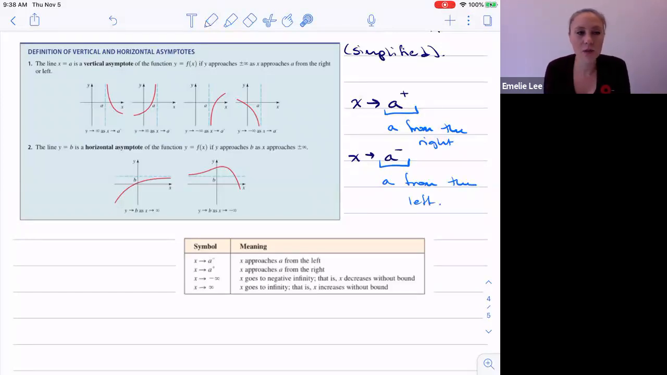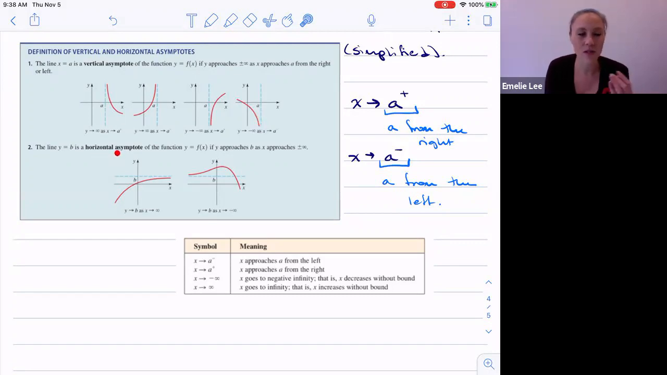So for these asymptotes, we need to figure out when they happen. That's what we'll talk about first. And then we need to be able to figure out what the behavior of the function is as x approaches from the right and from the left. Same thing here, it could be going down either from the right or from the left.